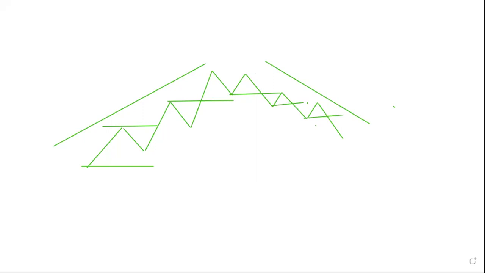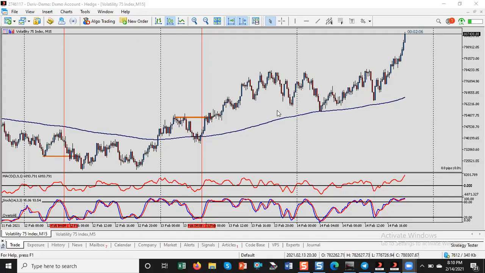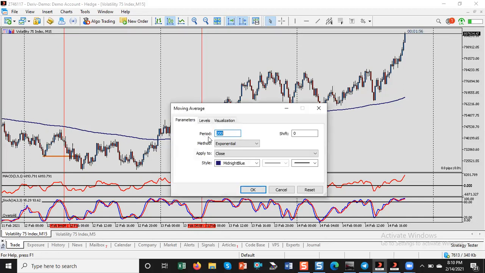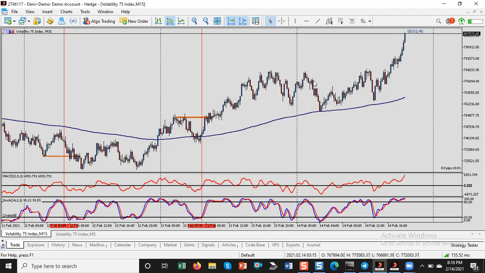So let's go over to the chart so that we'll use the chart to explain. All right, so this is a 15 minutes time frame. I will explain the indicators we are using for this strategy. The first one is the moving average, exponential moving average 200. Shift 0, the method exponential, apply to close. Then you can use any color of your choice. Then pick OK. That is the only moving average we're going to be using on the main chart.